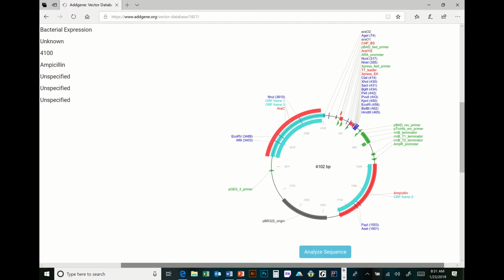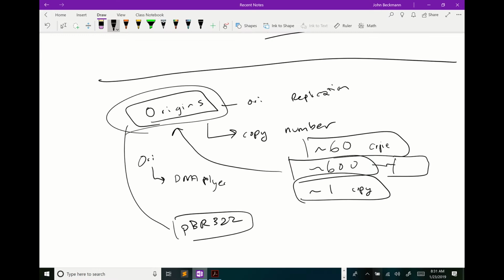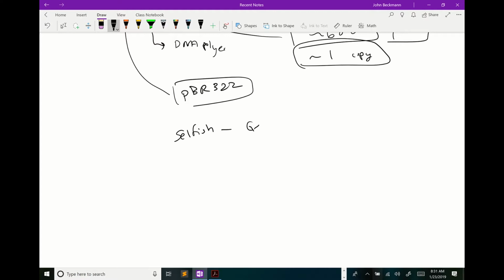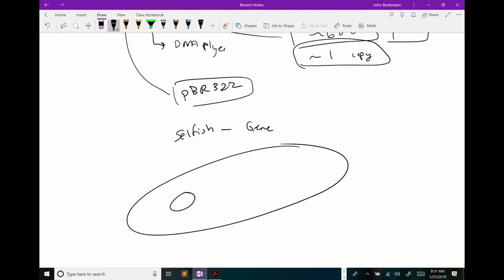And the other thing you want to know about origins, again, this comes back to selfish gene theory. This is why this theory is so important. So imagine you are a bacterial cell, and let's say you have plasmid A and you have plasmid B. And both these plasmids have the same origin, pBR322. Okay? These plasmids are in a war with each other. Does B want A to get replicated? No. Does A want B to get replicated? No. They're in a war. One wants to win out.